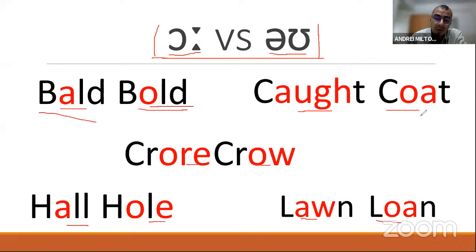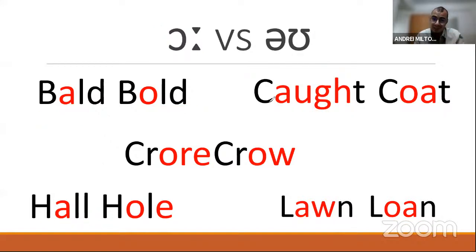Caught and coat, right? Then crow and then crow. Then hold and hold, right? Lawn and loan, okay? Try to distinguish that. It will be very interesting if you start making these changes in your speech. So people will be able to distinguish between these two words when you are speaking.